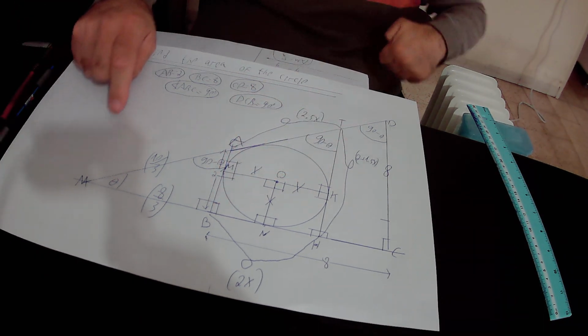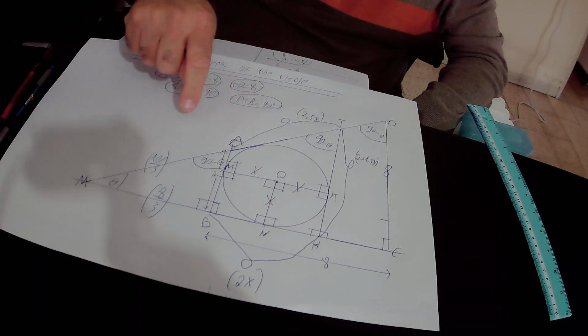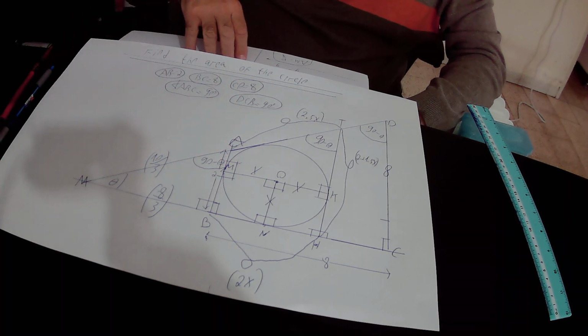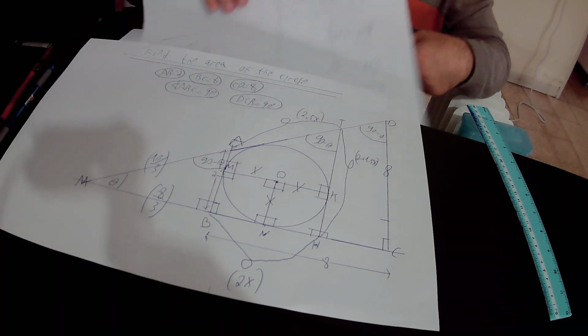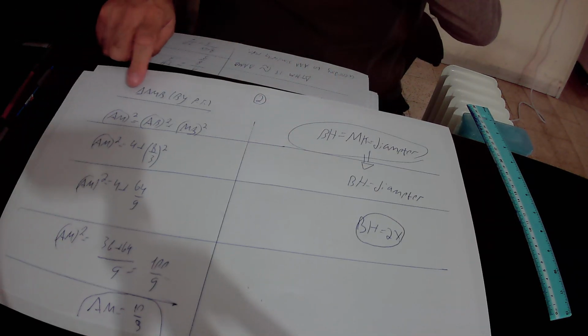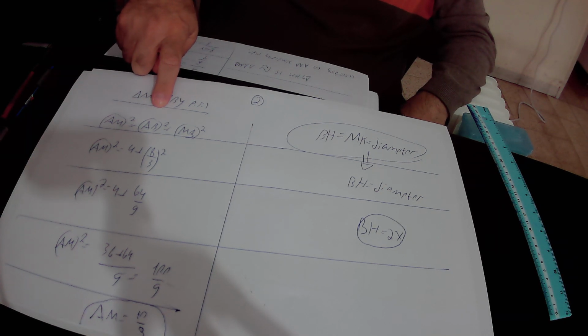Then we implemented the Pythagoras theorem on the right triangle AMB. According to the Pythagoras theorem in the right triangle AMB, AM squared equals AB squared plus MB squared. Repeat again. In the right triangle AMB, AM squared equals AB squared plus MB squared.